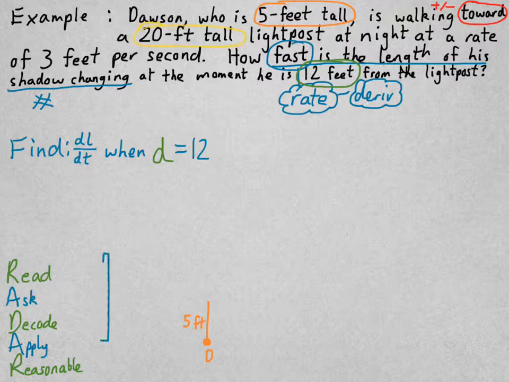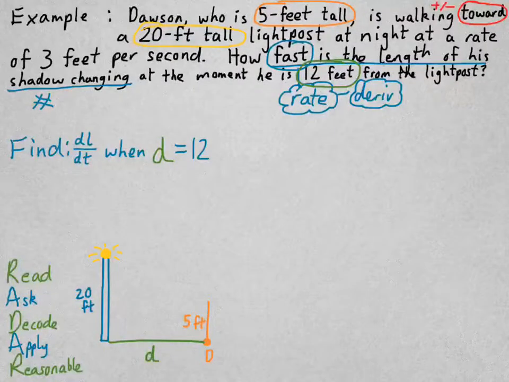He is walking toward a 20-foot tall light post. So let me draw that. There it is. Nice light post, don't you think? Okay. So now that I have those pieces of information in there, I can start drawing in some of the variables that I identified before. The distance between Dawson and the light post is given by the letter D.